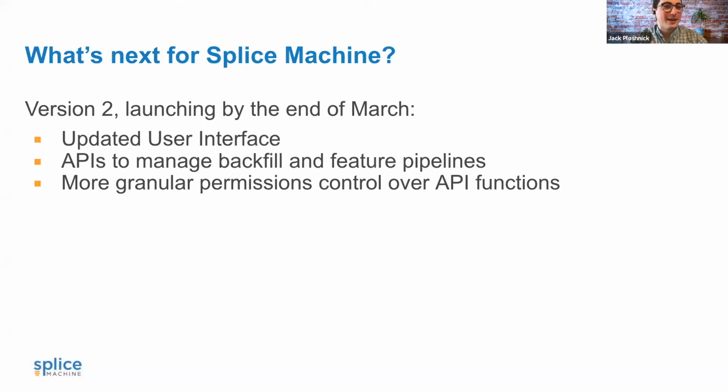So what's next, right? I just showed you Splice Machine as it exists today. It's going to look a little different at the end of Q1. We have big plans for Splice Machine Feature Store version 2, which is launching in March. The first is the updated user interface, which I showed you before. The second is a question that was asked earlier. We have some APIs to manage backfill and feature pipelines. You're more than welcome to do that yourself with SQL, but we're going to try and make that a little easier for you. And we're going to have some more granular permissions over some of these API functions.